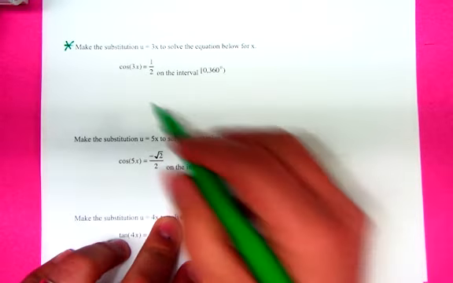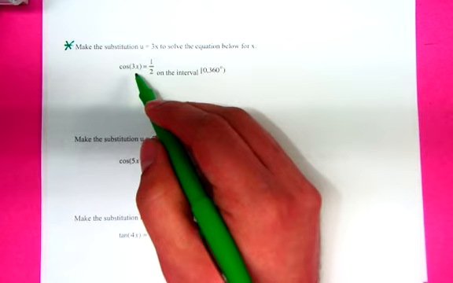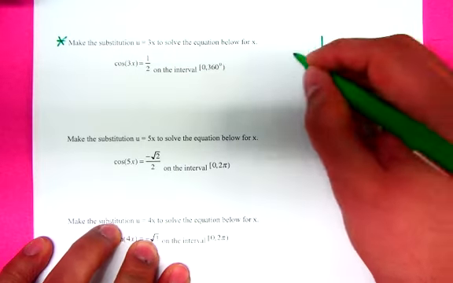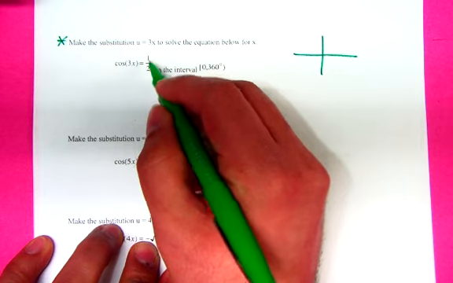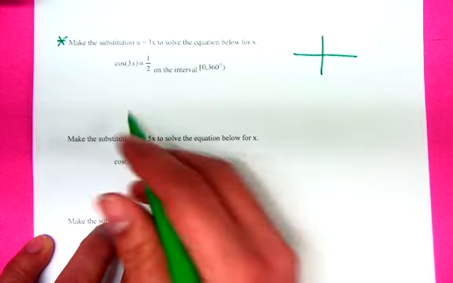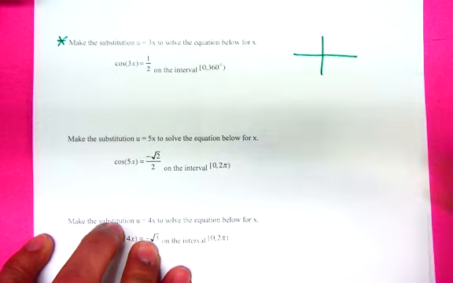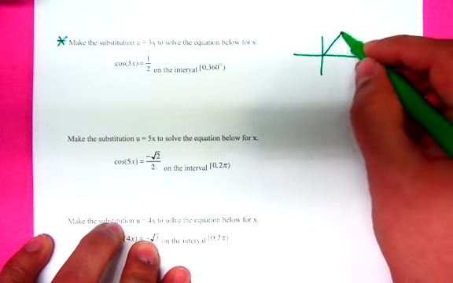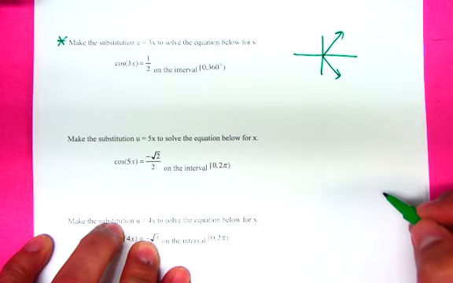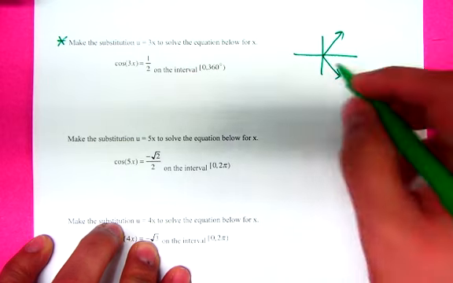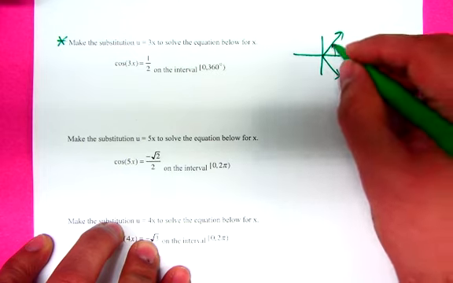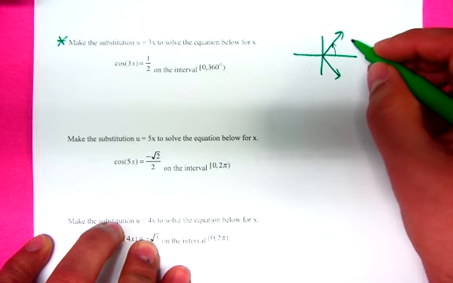Okay, so this is a multiple angle, right? It's not just x. So when we figure out what angles have a 1/2 cosine, we're not going to say x equals. We're going to say 3x equals, okay? So cosine will be positive 1/2 in the first quadrant and also in the fourth quadrant. Thank you. Man, I'm messing those up. Drew it right, said it wrong. Thank you. What angle is this that has a cosine of 1/2?